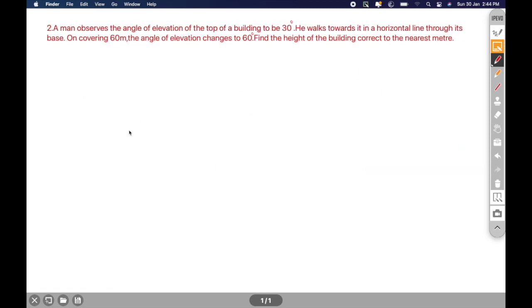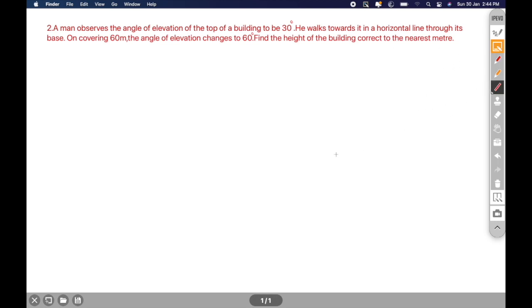This question is, a man observes the angle of elevation of the top of a building to be 30 degree. He walks towards it in a horizontal line through its base. On covering 60 meter, the angle of elevation changes to 60 degree. Find the height of the building correct to the nearest meter.